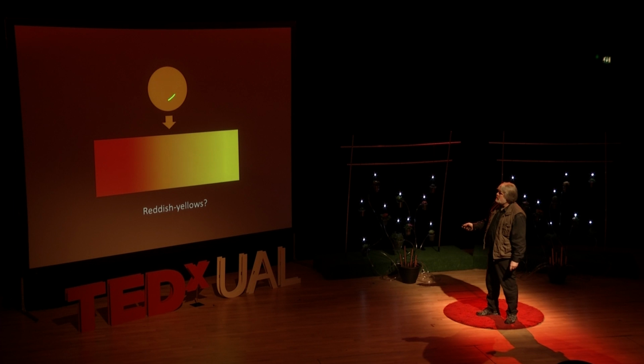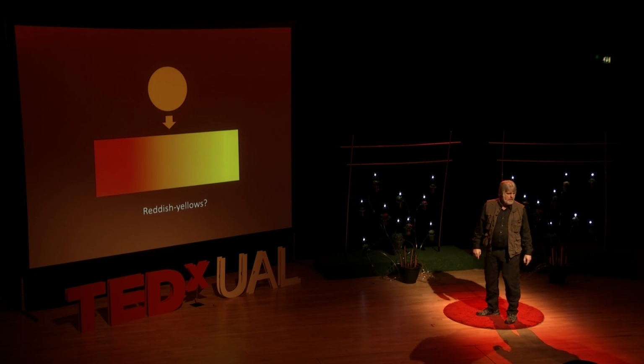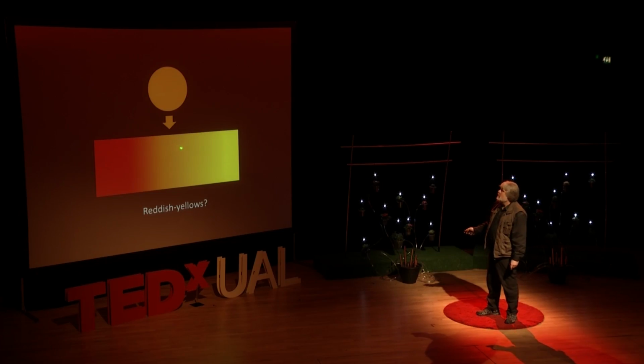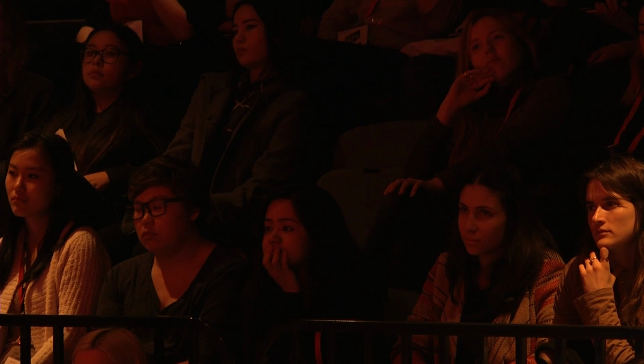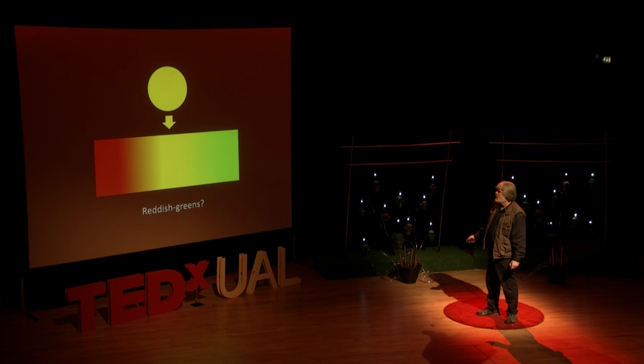So, this patch of light here, does it look red and yellow at the same time? Yeah? So, reds and yellows can occur in a single patch. Does this light look reddish and bluish at the same time? Yeah. Yes. But now if we combine red and green, we don't see the 2 colours in the same patch.